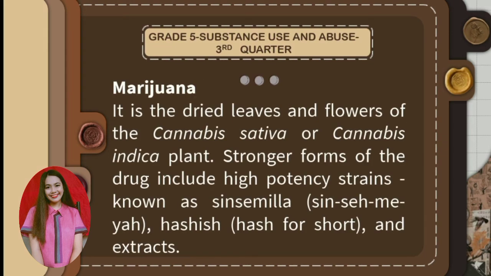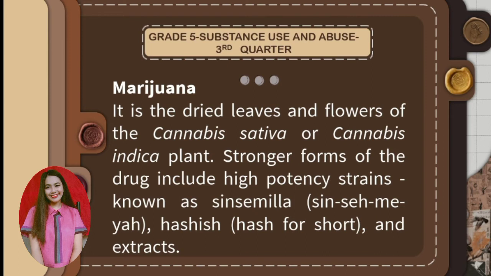Next, what is marijuana? Marijuana is the dried leaves and flowers of the cannabis sativa or cannabis indica plant. Stronger forms of the drug include high potency strains known as sinsemilla, hash for short, and extracts.